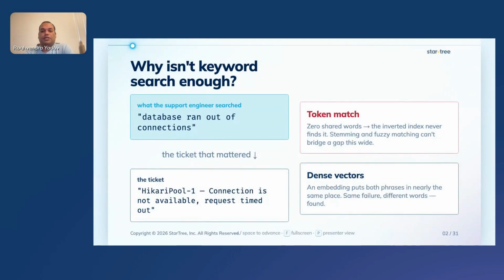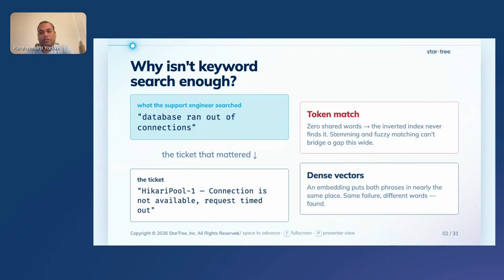So why? The first question is, why do we need vector search? Let's go through the primer. Here is a real example. Let's say there is a support engineer who's searching for "database ran out of connections." The ticket that would help them says "HikariPool-1 connection is not available, request timed out." Same problem, not a single shared word.